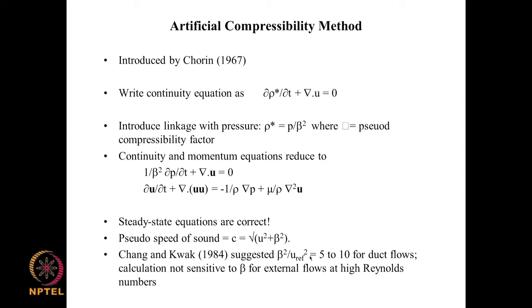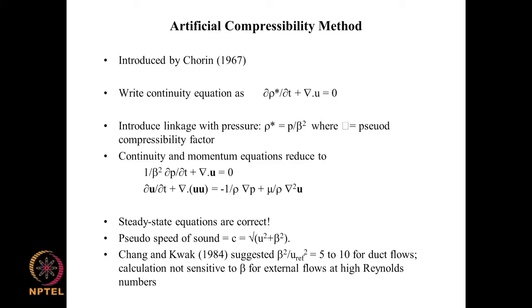So, that gives you a value of beta here, and then that completes the specification of the problem. In case of external flows at high Reynolds numbers, the value of beta is not so sensitive, and you can take reasonable values for this, and you will have a complete formulation of the problem here. So, the artificial compressibility method tries to extend known and successful methods which have been developed for compressible flows to the solution of incompressible flows.